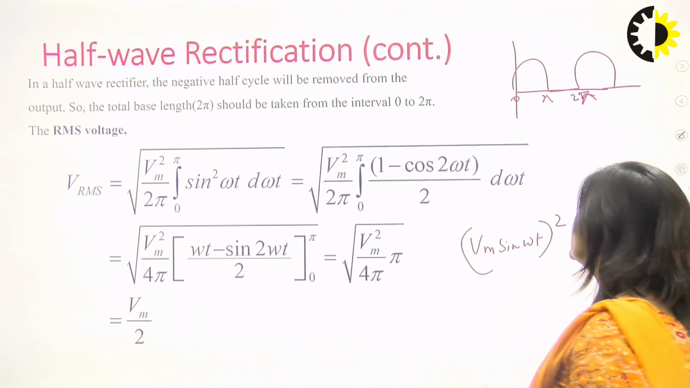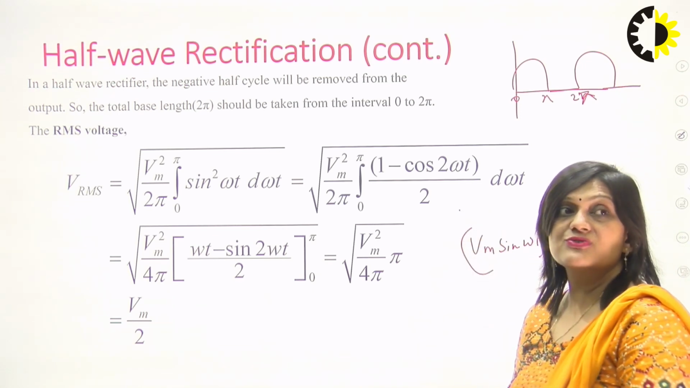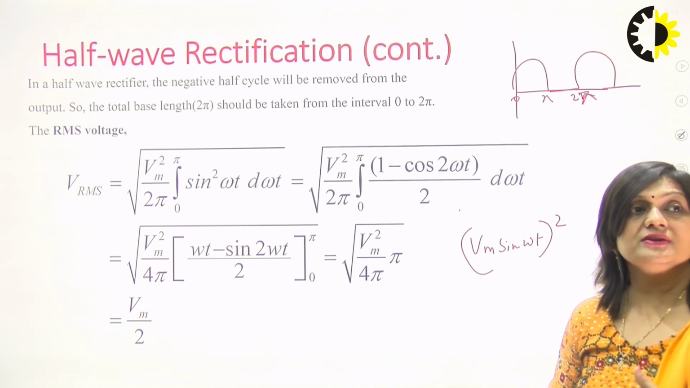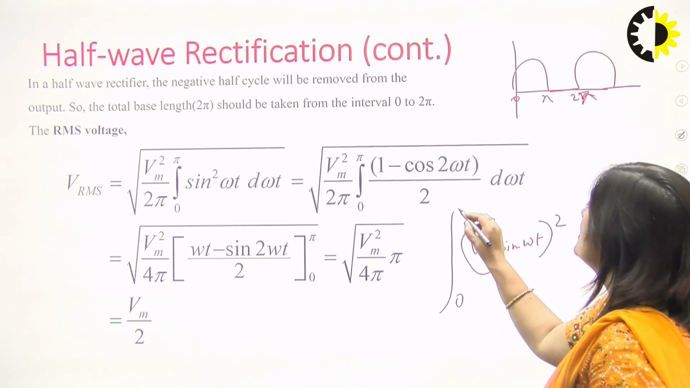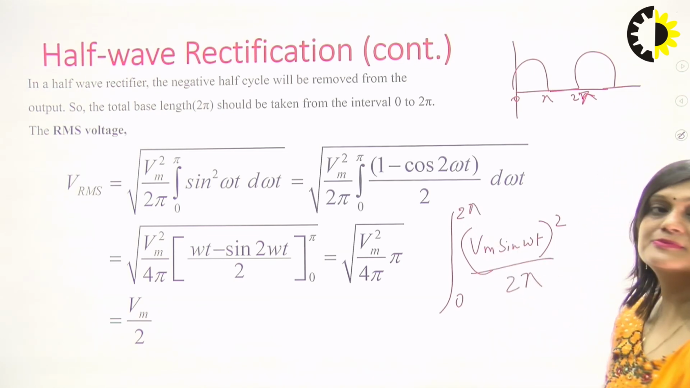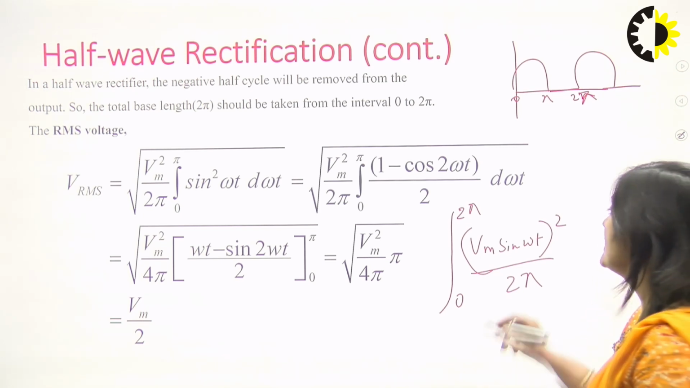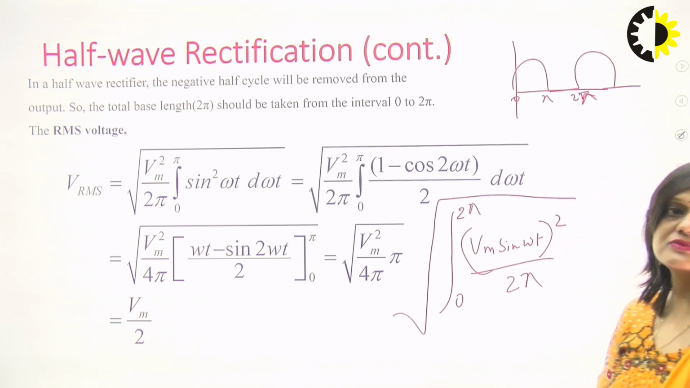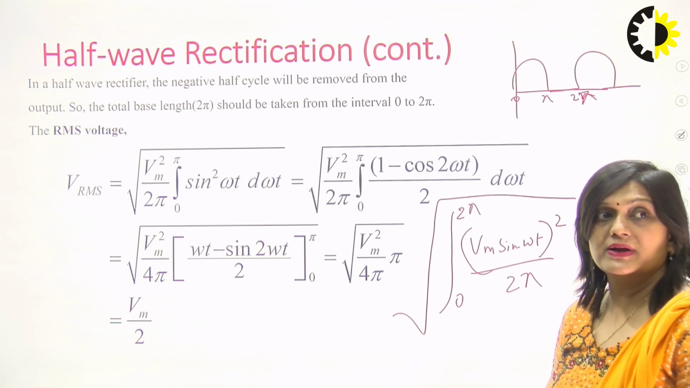And after squaring this waveform, we take the root mean square. So first of all, we have squared this. After that, I have to find the mean. So for finding the mean, I will do 0 to 2 pi upon 2 pi. So this is the mean, means average, that we have calculated. And after that, I have to take the root. So I will take the root of this: 0 to pi Vm sin omega t whole square upon 2 pi.